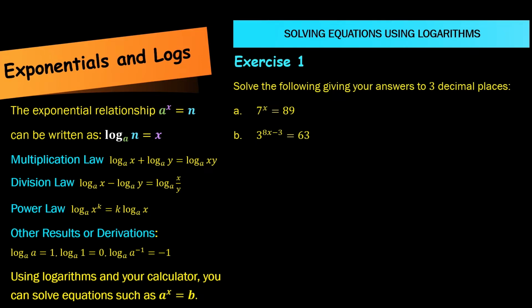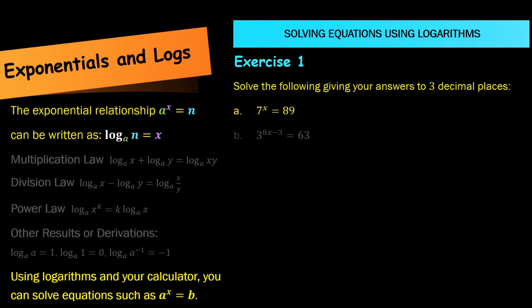Now let's take a look at the first exercise. We are required to solve the equations shown on the screen, giving our answers to 3 decimal places. So let's have a go at the first part. We are required to solve 7 to the power x equals 89. Let's solve this.